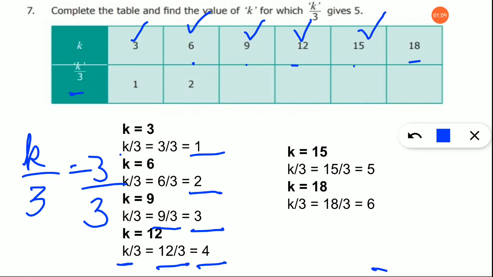Next, k value is 15. So in the place of k, you are substituting 15 by 3 and the value is 5. Next, k value is 18 now. So what will happen? 18 by 3 will give you 6. So you are going to fill in the box now. So the next value 4. And the next one is 5. And when it is 18, k by 3 is 6.